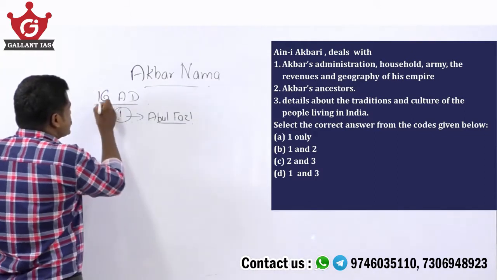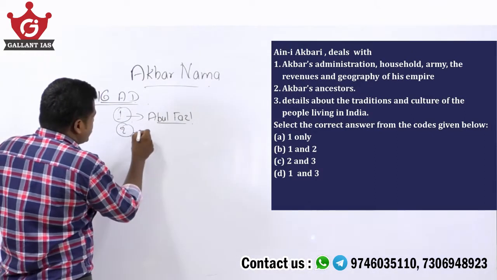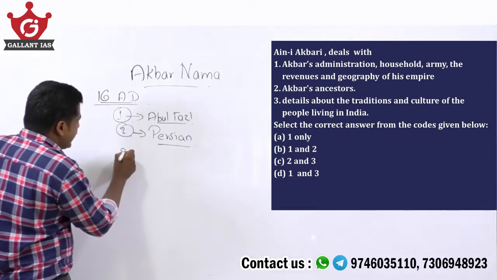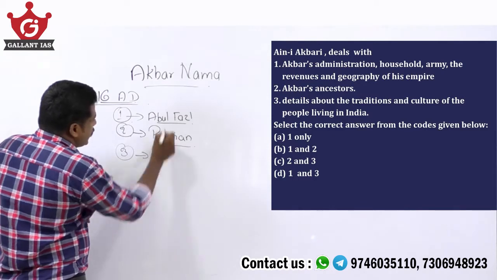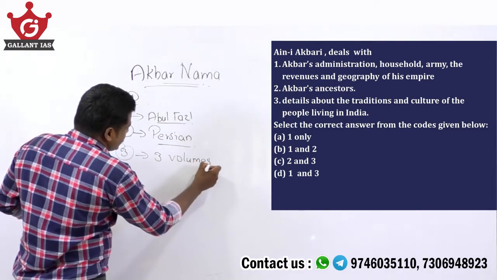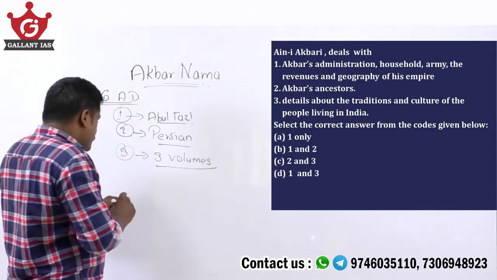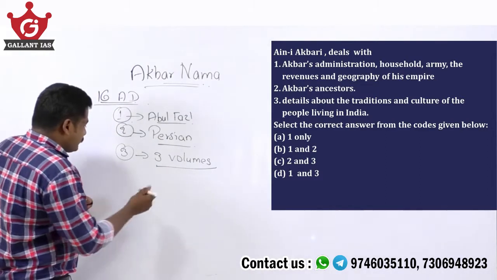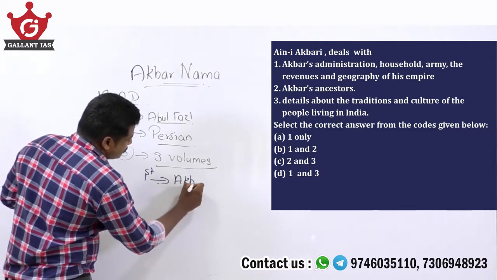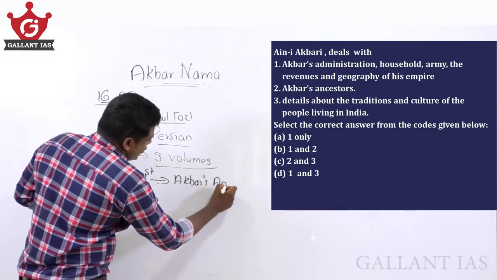This was written in the 16th century AD, in the Persian language, and it has 3 volumes. Akbarnama, this biography, has 3 volumes. The first volume deals with Akbar's ancestors.